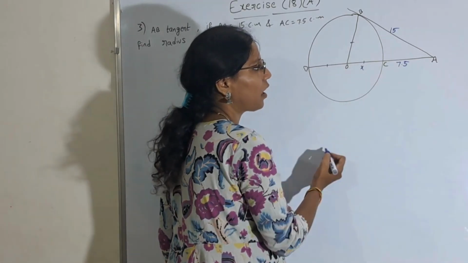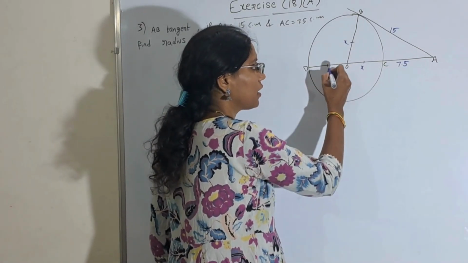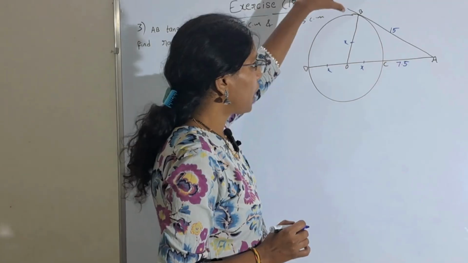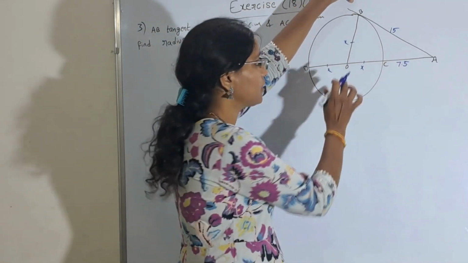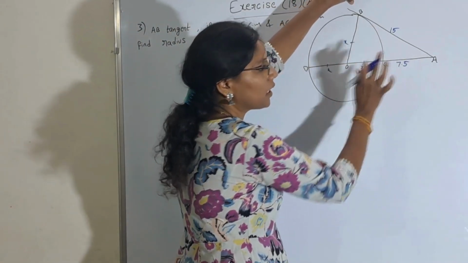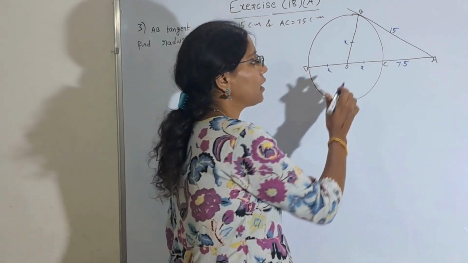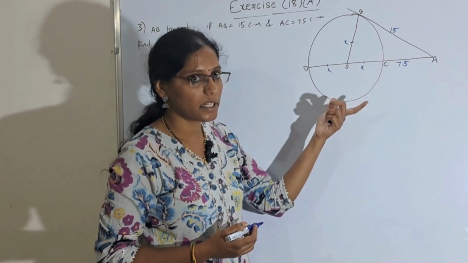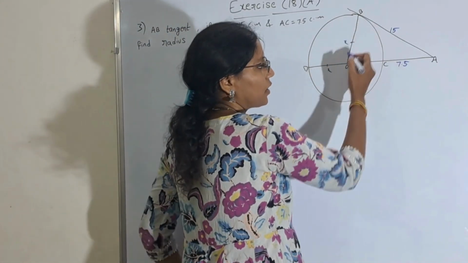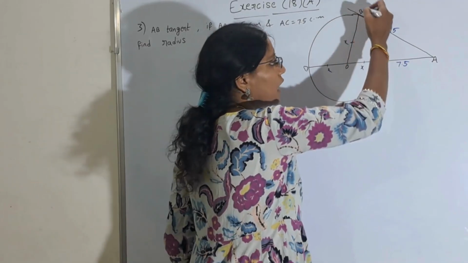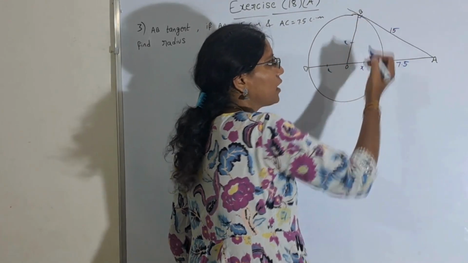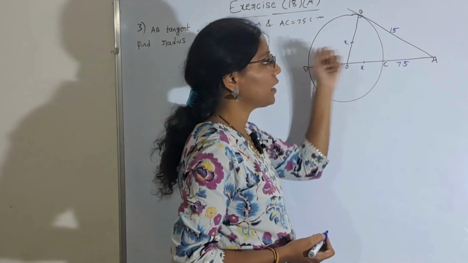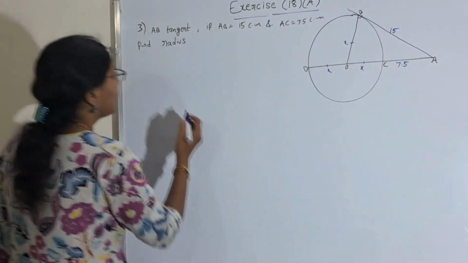Let some x be the radius, here also x, here also x. Any one side we have to find out. Now we have to observe what triangle we have to consider here. OBA triangle we have to consider. What theorem do we have to use? Where will 90 degrees come? Radius and tangent: OB is the radius and AB is the tangent, so here is 90 degrees. OA is the hypotenuse. We have to apply the Pythagoras theorem here.